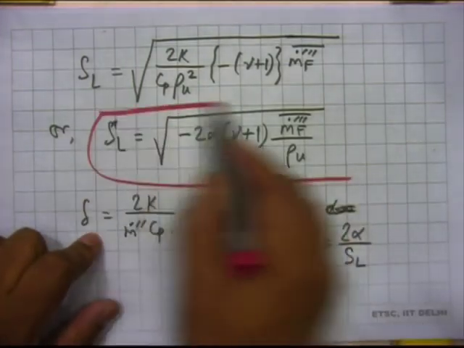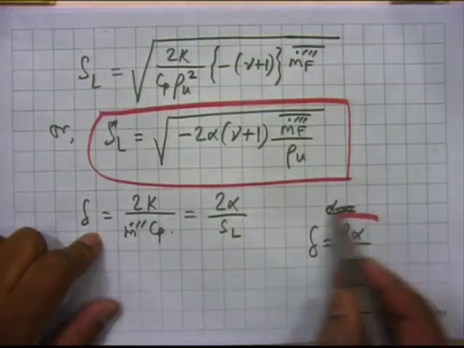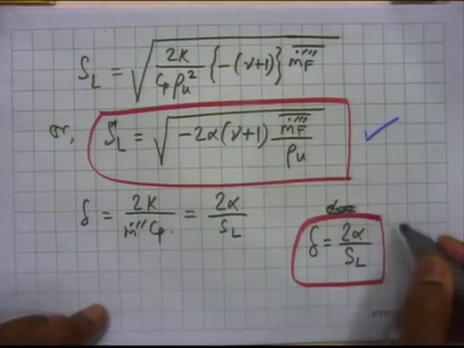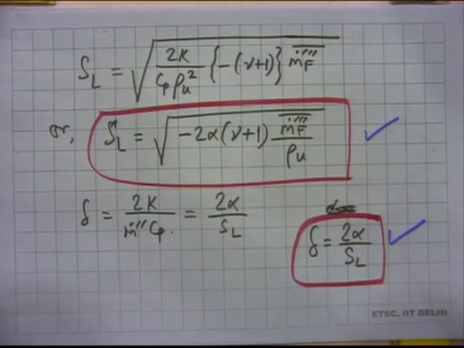It is not hard to go through these expressions and verify for yourself. So, in case you are not sure about a step, just spend some time at home. Ultimately, this is our objective. The objective has been met. So, we have an S L expression, we have a delta expression.